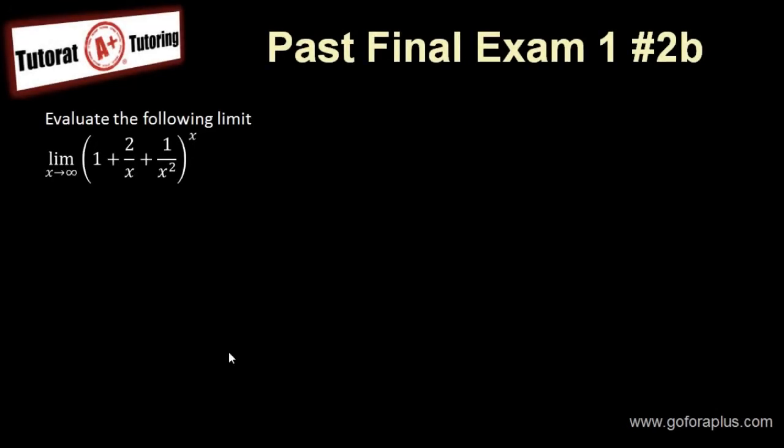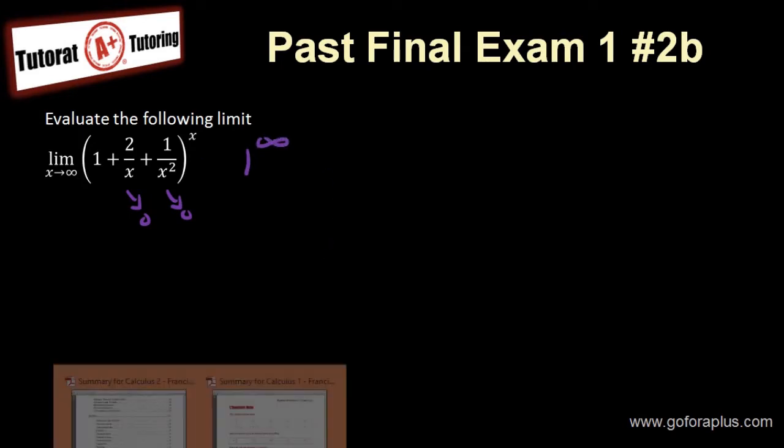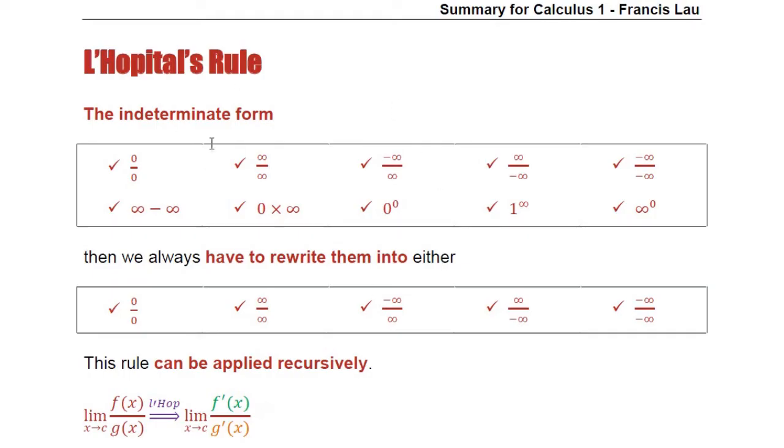In this session, I'm going to show you how to evaluate this question, which is in the past final exam 1, number 2b. Evaluate this following limit. First thing that you have to check is plug in x as infinity. And you get 0 for this term, 0 for this term, and I have 1 to the power of infinity. And this is basically one of the indeterminate forms for L'Hopital's rule.